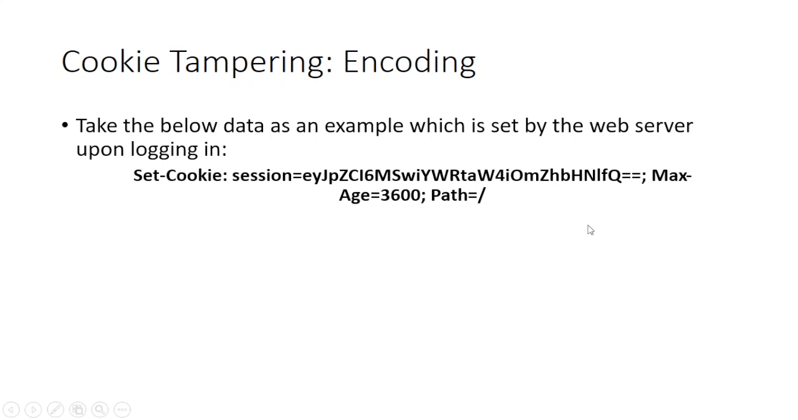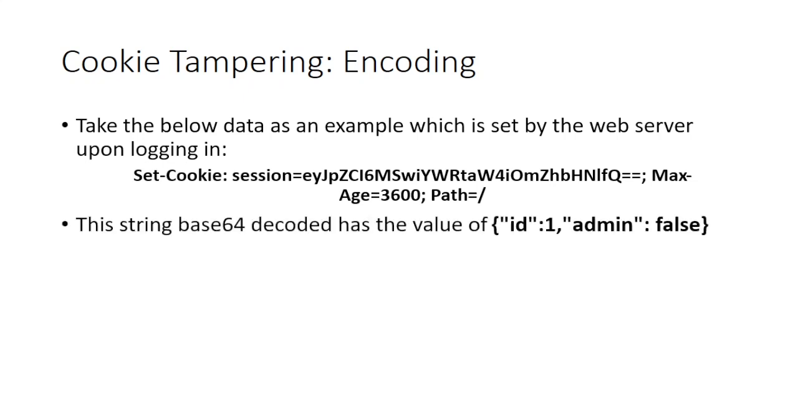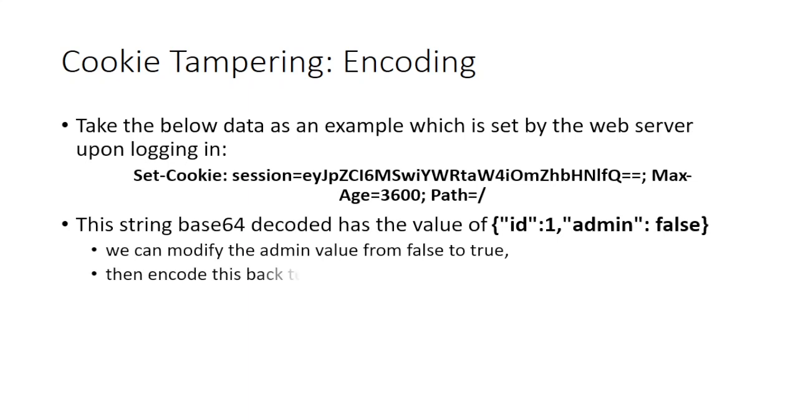If we take this string and use Base64 decoding, we'll find the value is id=1, admin=false. So we can modify the admin value from false to true, then encode it back using Base64 and send it in the cookie like that. That would give us admin access.